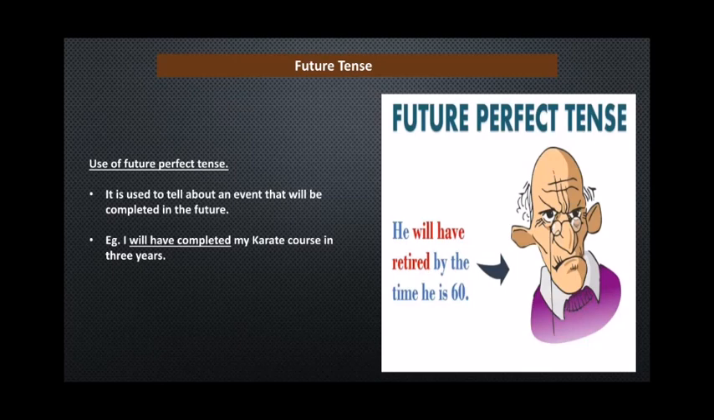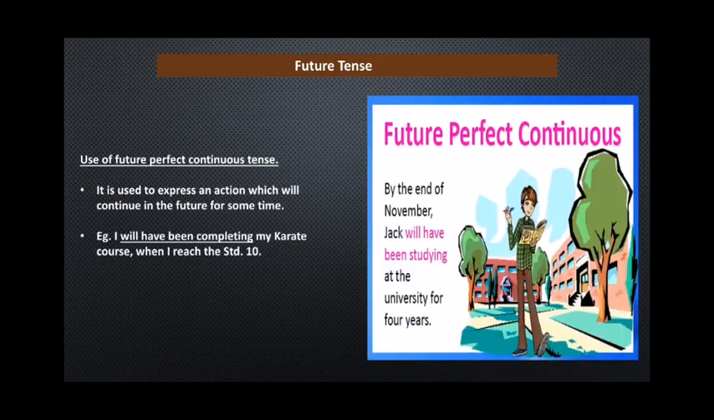In the picture, we have one sentence. He will have retired by the time he is 60. So, will have retired is the future perfect tense.